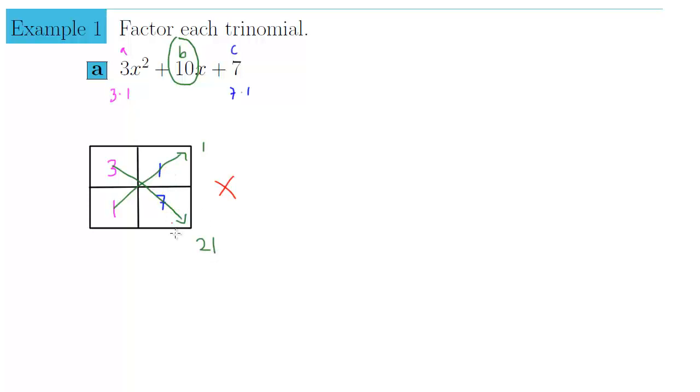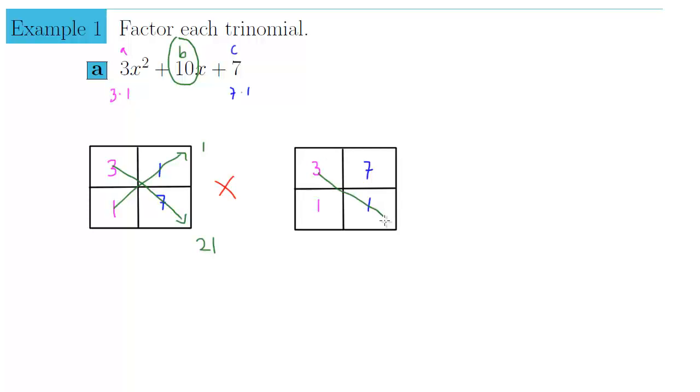Well, you can always flip the numbers in the second column. So let's try again. I'm going to put 3 and 1 in the first column once again. But now I'm going to make a smarter choice in the second column. Instead of putting 1 and 7, I'm going to flip and put 7 and 1. Now when we check the diagonals, 3 times 1 gives us 3, and 1 times 7 gives us 7. Those are going to add up to 10, which is exactly what we need for our middle coefficient. Right? So this is the box that's going to lead to our factored form of this trinomial.